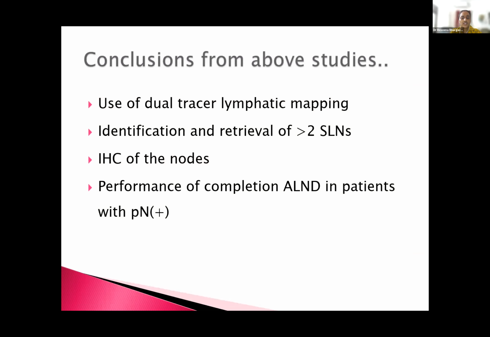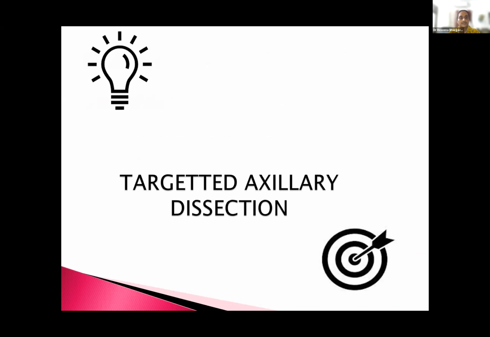So the conclusion from these studies is that with the use of dual tracer lymphatic mapping, identification and retrieval of more than 2 lymph nodes, and IHC of the nodes, if it is done, then probably we can bring down the false negativity rate. And if all these three are not met, then performance of a complete axillary lymph node dissection is required. This gave rise to the principle of targeted axillary dissection.